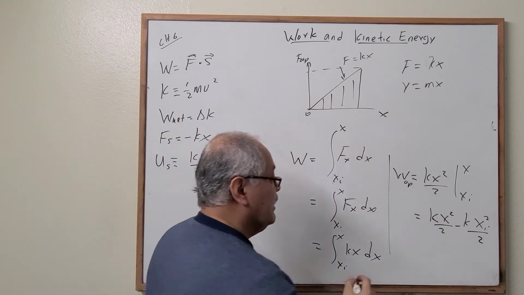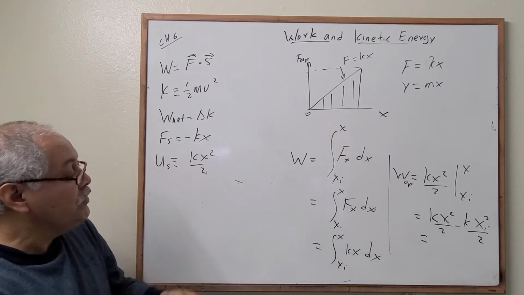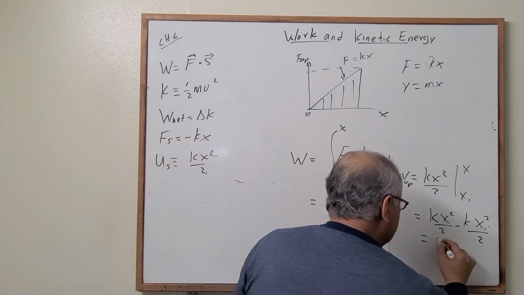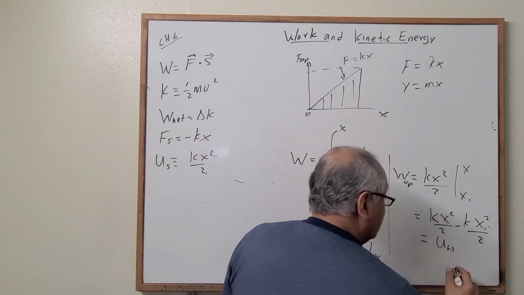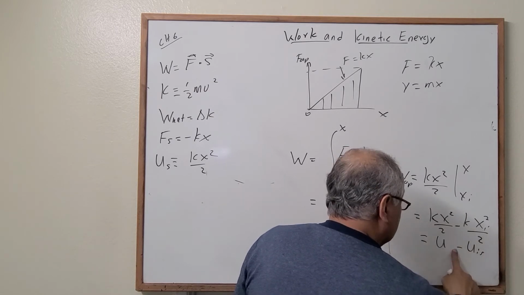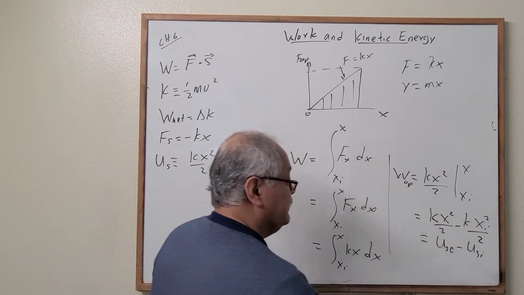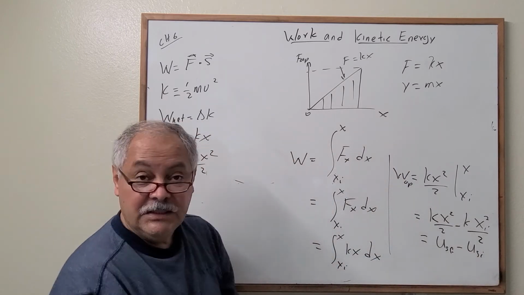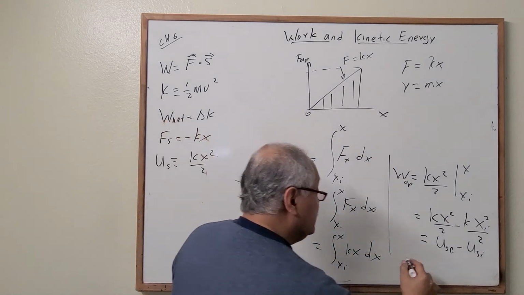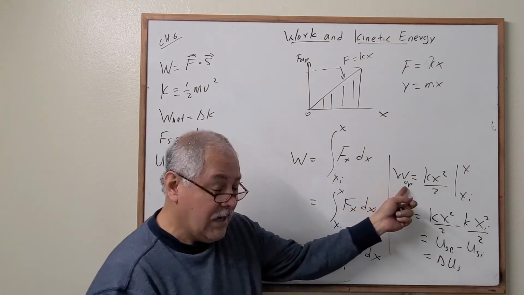Correct? But what is this? If we define elastic potential energy in this way, what do we have? This is the final elastic potential energy minus the initial elastic potential energy. But what is this? That's the change again, right? So it's equal to the change in the elastic potential energy. This is the work done by the applied force.